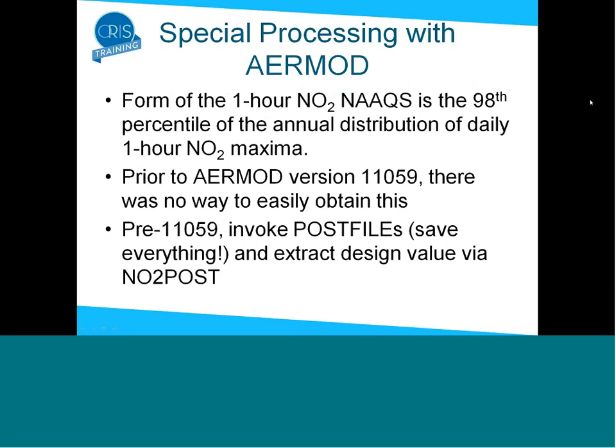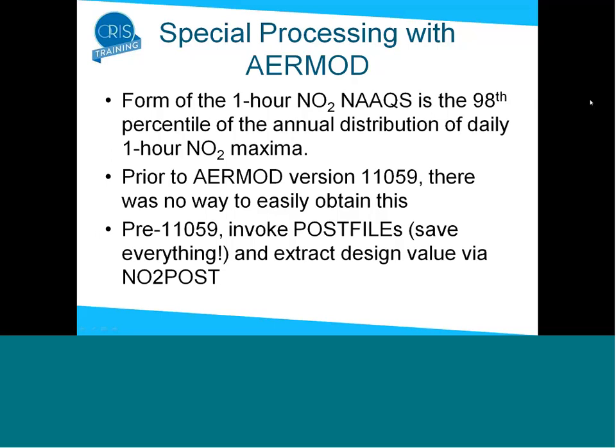Switching gears here somewhat. With AERMOD, we have some new things that have come out. First of all, as I said earlier, the form of the 1 hour NO2 standard is the 98th percentile of the annual distribution of daily 1 hour NO2 maxima. I can't believe how many times I've had to say that and not stumble over it as much as I thought I would. But anyway, prior to AERMOD version 11059, we didn't have a tool to tell us what the 98th percentile of the annual distribution of the daily 1 hour NO2 maxima was.